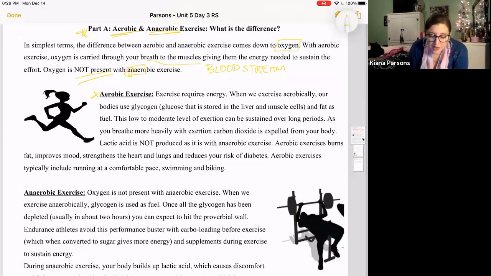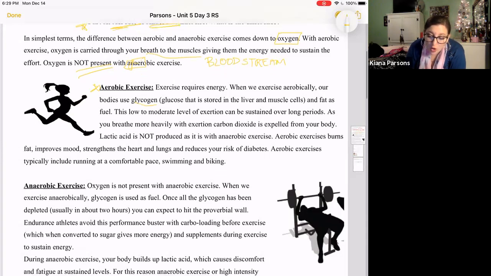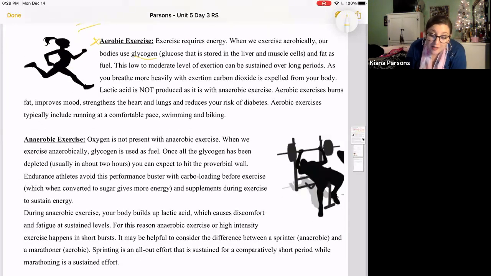So, aerobic exercise. Exercise requires energy. When we exercise aerobically, our bodies use glycogen, glucose that is stored in the liver and muscle cells, and fat as fuel. This low to moderate level of exertion can be sustained over long periods. As you breathe more heavily with exertion, carbon dioxide is expelled from your body. Lactic acid is not produced as it is with anaerobic exercise. So when we do anaerobic exercise, this compound, lactic acid, is produced.